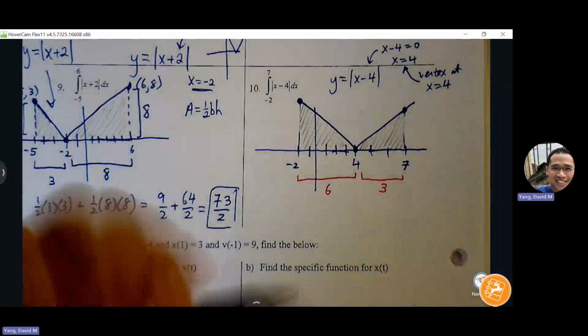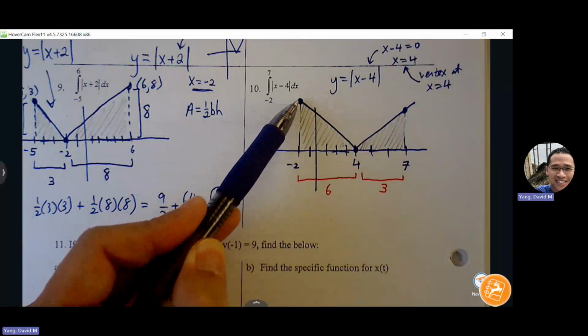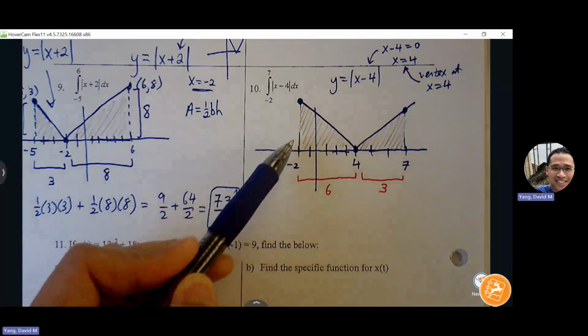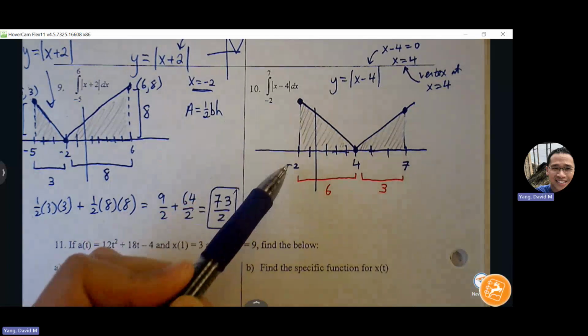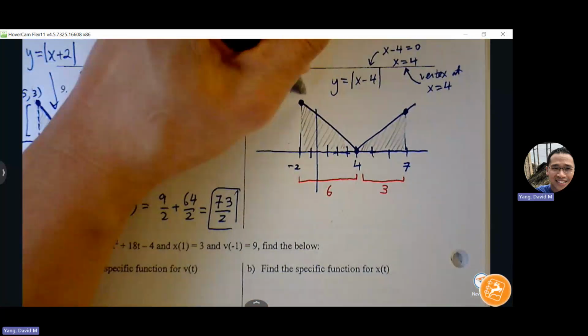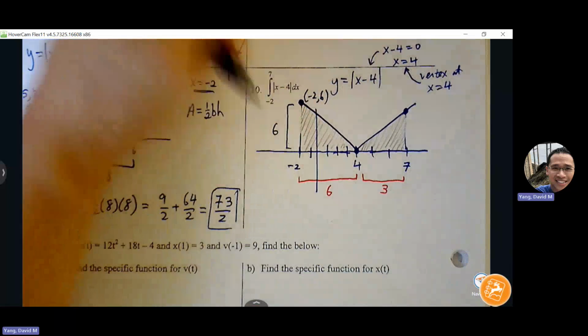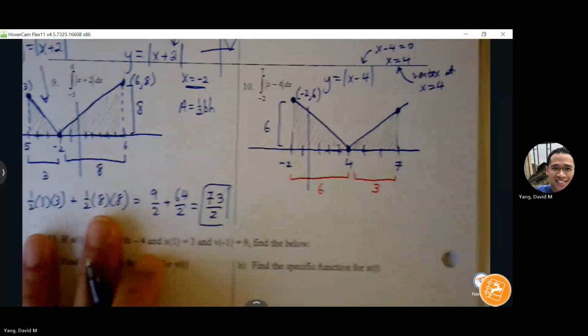Okay, again, if you want to find the height at the corner here, that y value will also tell us the height of the triangle. So if I plug -2 in for x, -2 minus 4 is -6. Absolute value of -6 is 6. This ordered pair is (-2, 6), and that also represents the height of my left triangle.